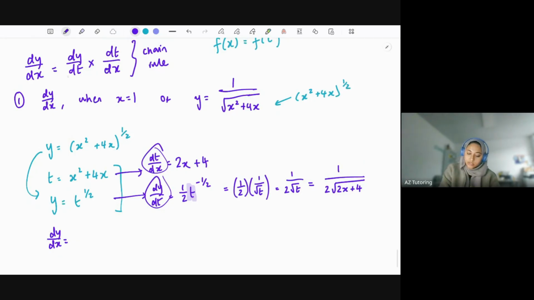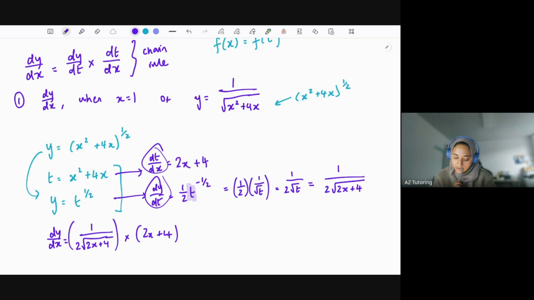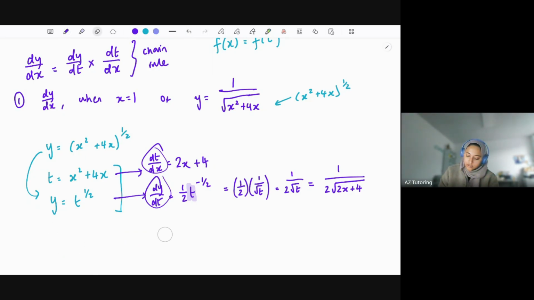Okay, so dy over dx equals dy over dt, which we've just found here, which is 1 over 2 times (2x plus 4). And we're timesing that by dt over dx, which is 2x plus 4. So we're just timesing these two with each other. T is x squared plus 4x. Good spot. I did not spot that. Okay, good spot. So this t here is x squared plus 4x.